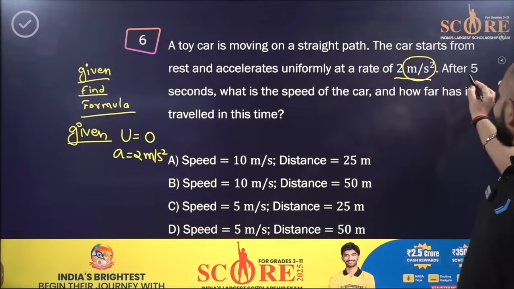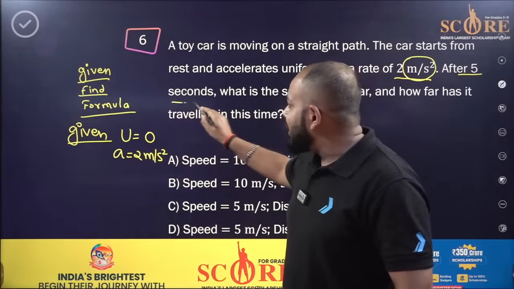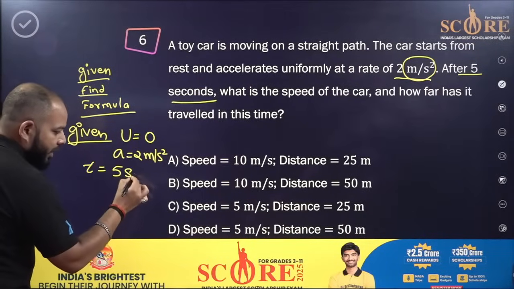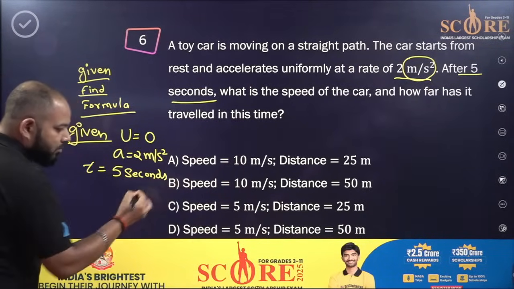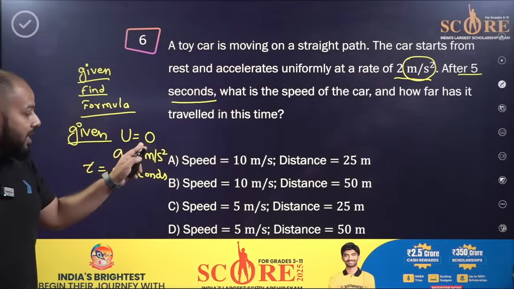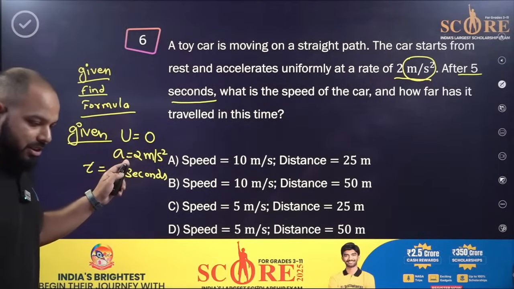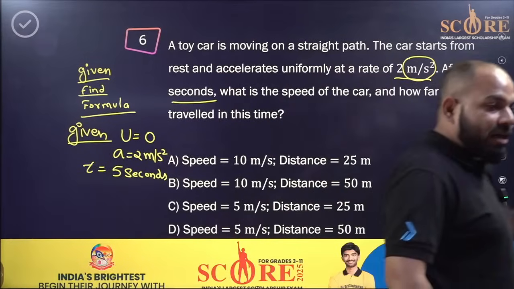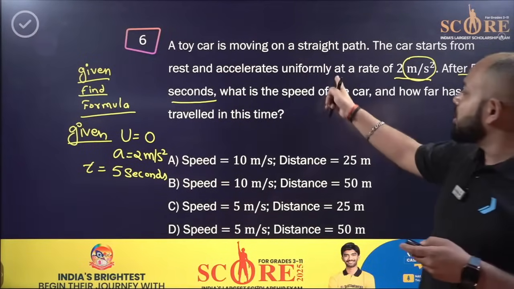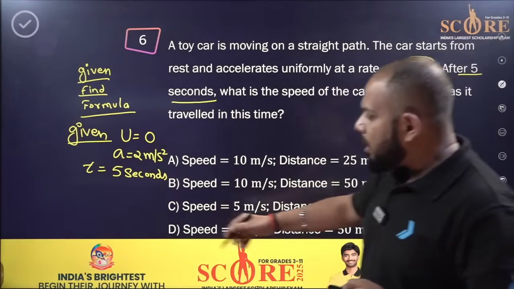Initial velocity is 0. Now time is 5 seconds. After 5 seconds, that's the time given to you, so t equals 5 seconds. Got it. So what is the speed of the car? That means once I was at rest, now it starts moving, and after 5 seconds what will be my speed? And the acceleration is 2. So I want to find my v. So what do I have to find?